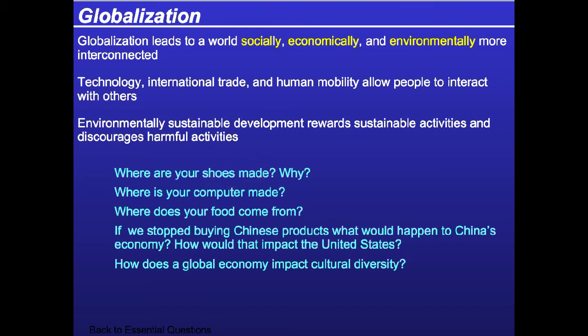Where were your shoes made? And why do you think that's a concern? Where is your computer made? Maybe thinking about your smartphone, many of you having Apple products. Where does your food come from?